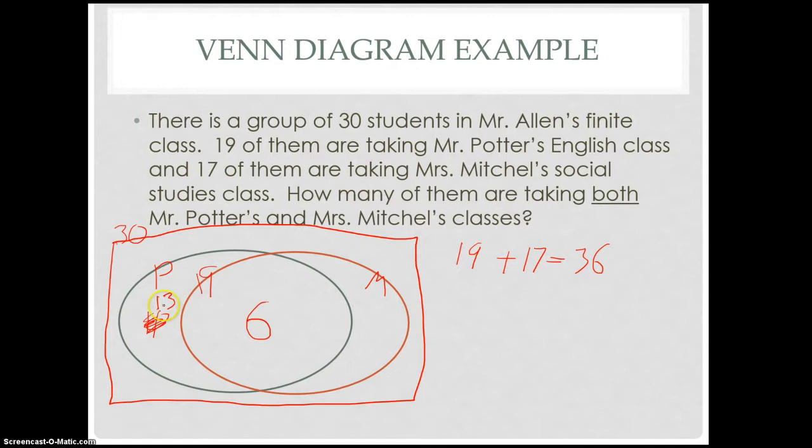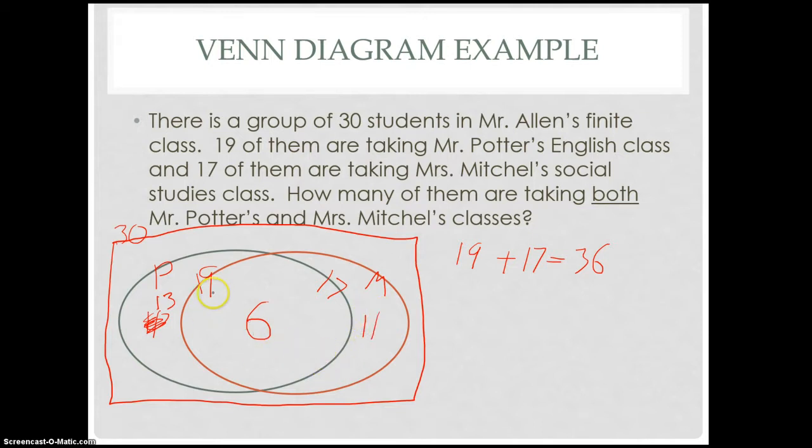So there's 13 plus 6. So there's 19 total students taking Mr. Potter's class. 13 of them are only taking Potter's class. 6 of them are taking both Mr. Potter and Miss Mitchell's class. Now, there was 17 that are taking Mitchell's. 6 of them are taking Potter's as well. So that means there's 11 over here.